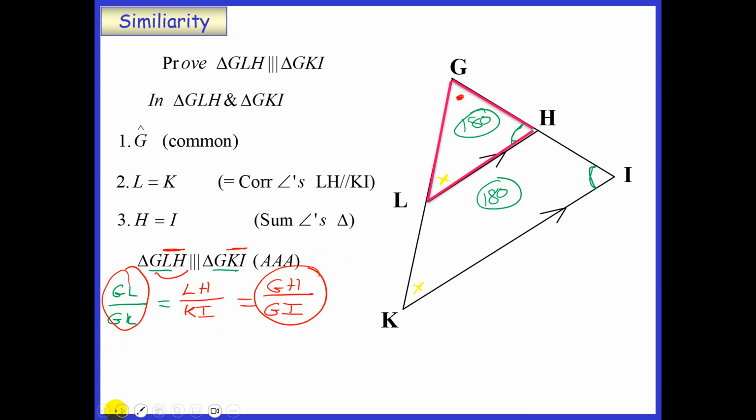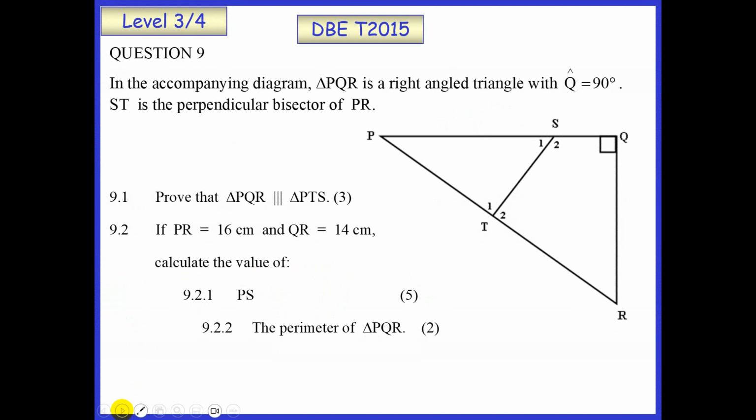So let's start with some past paper questions. Reading our first question, it says, in the diagram, triangle PQR is a right angle triangle. It's marked for us, which means 90 degrees. They also tell us that ST is a perpendicular bisector. So we break the two words down. It's perpendicular, that means T1 would be 90. It's a bisector, meaning that it bisects the side PR.